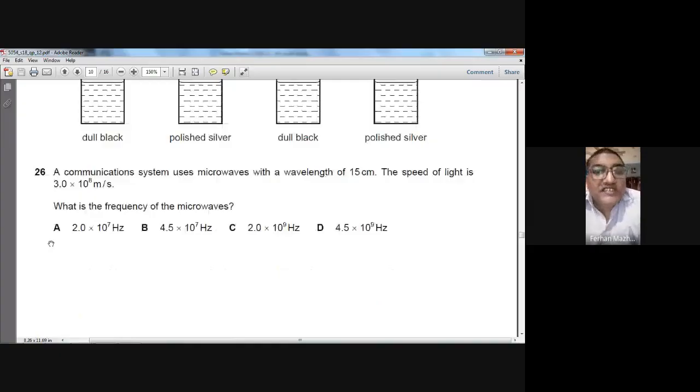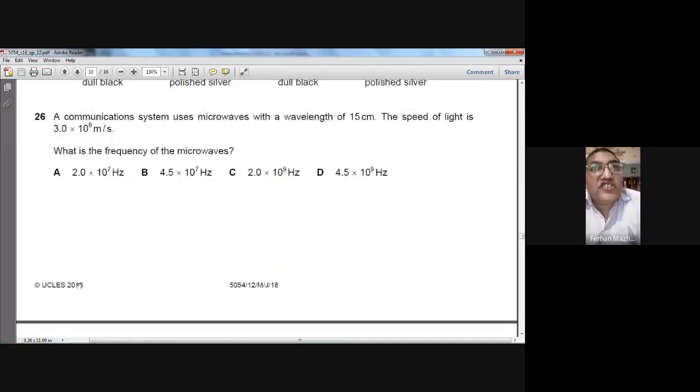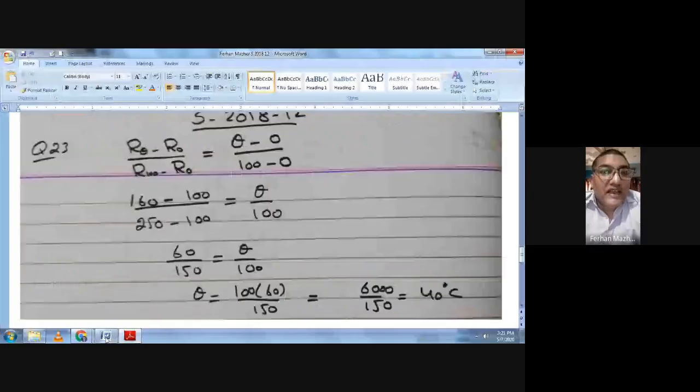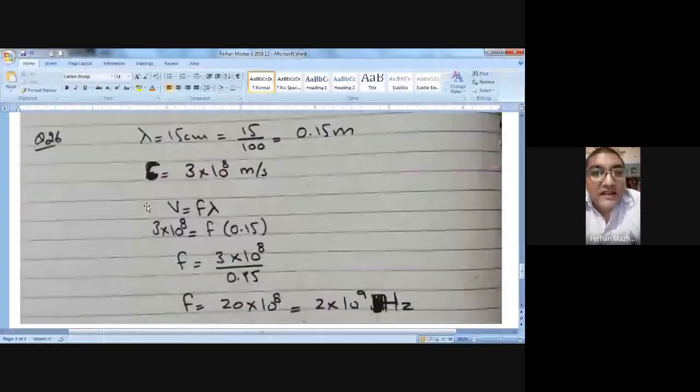Question number 26 is on your screen. A communication system uses microwaves with a wavelength of 15 centimeter. The speed of light is 3×10^8 meter per second. What is the frequency of the microwave? So you know wave equation: v equals f lambda. We can find it. On your screen I have done question number 26.